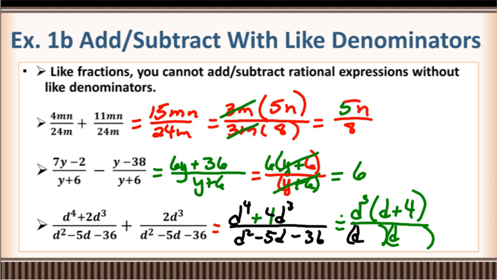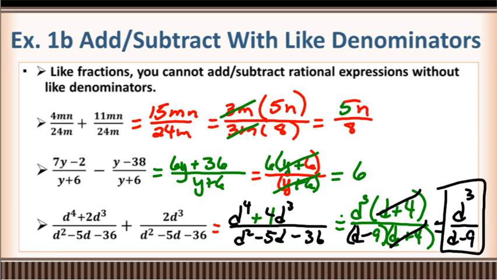Two numbers multiply to get negative 36, but add together to give me a negative 5. That would be a negative 9 and a positive 4. The d plus 4 cancels out, and I'm left with d cubed all over d minus 9. And that would be our answer.